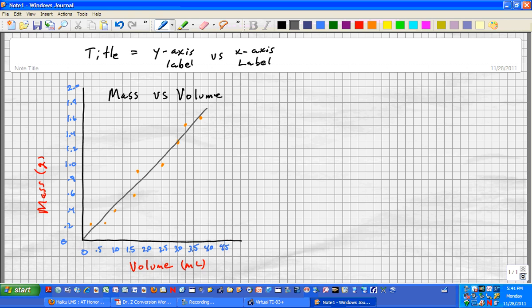So I've got my best fit line. What I want to do next is calculate the slope. Just like we said in class, slope is rise over run, or change in position, or excuse me, change in y over change in x, which is where that y2 minus y1 over x2 minus x1 comes from. What we want to do is choose 2 points on our line.